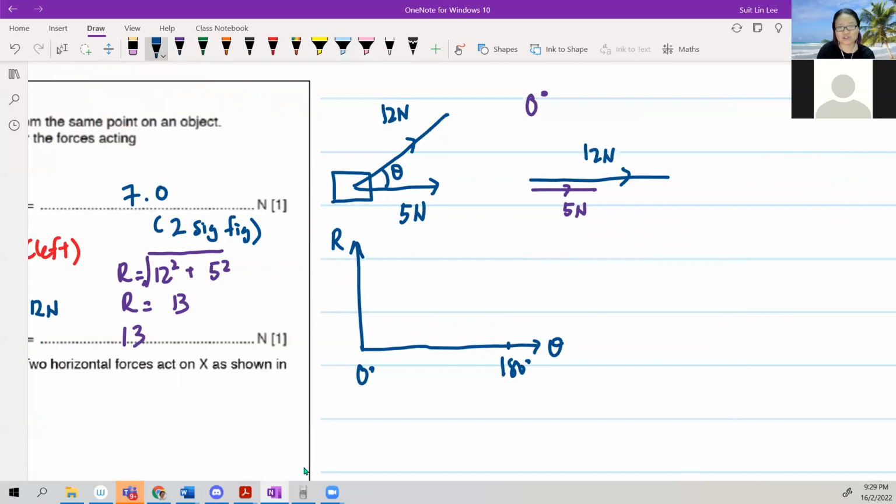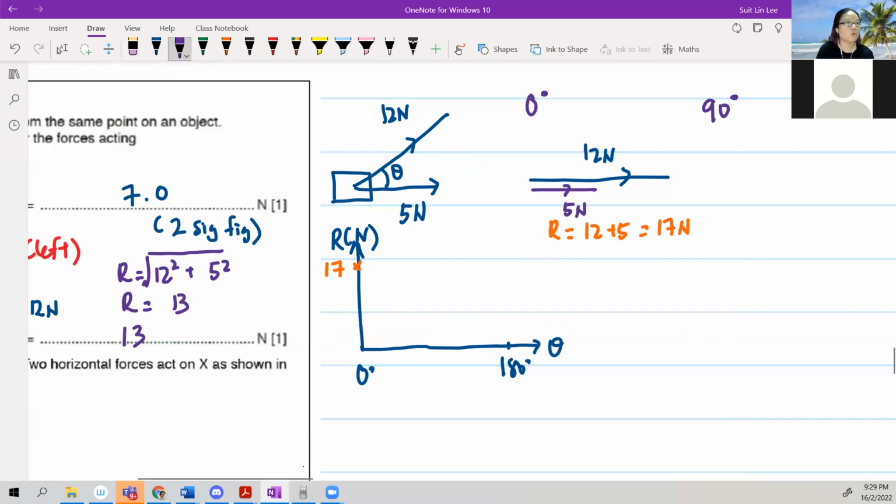They are the same direction, right? So 5 plus 12 is 17. So in this case, R is 12 plus 5, which is 17. So we're going to start with 17. Okay, let's say this unit is in Newton. And then as it rotates, eventually, theta will reach 90 degrees.